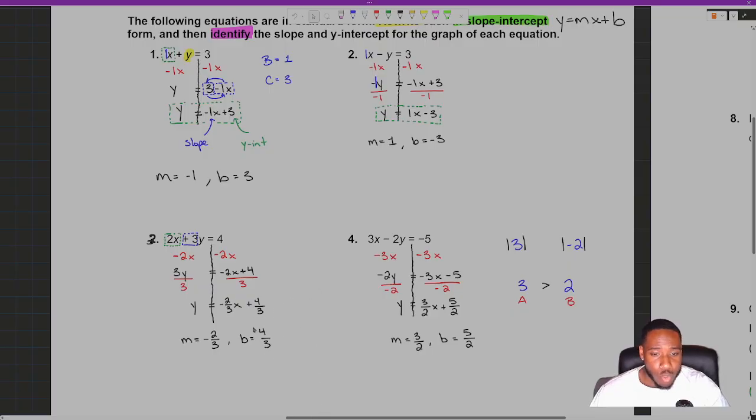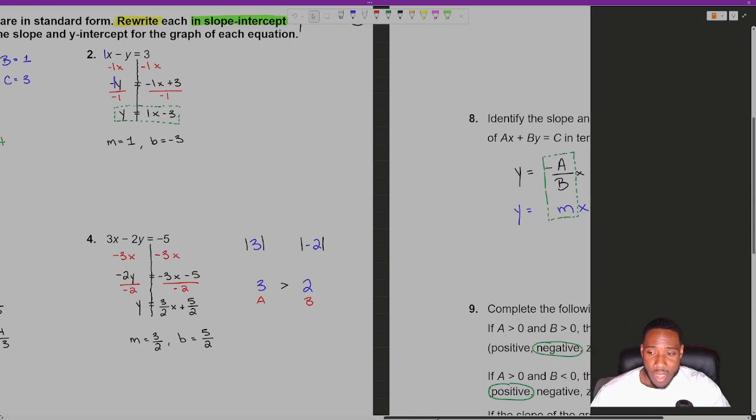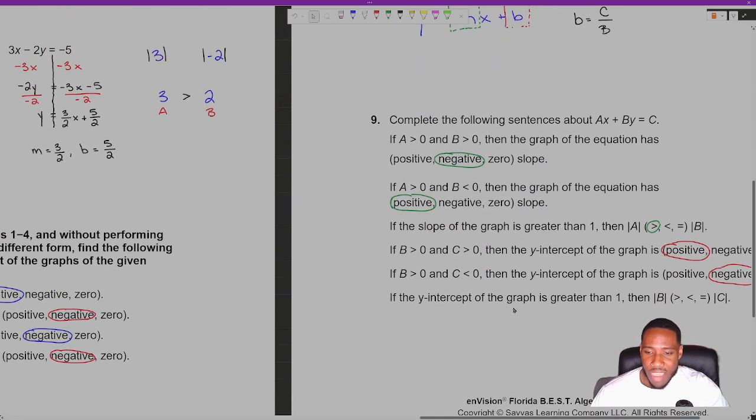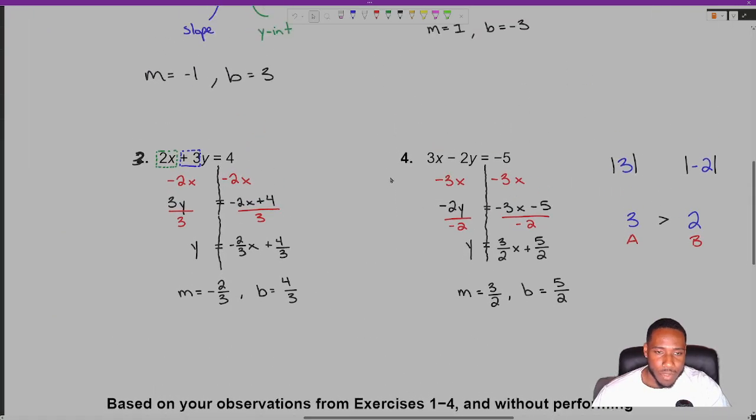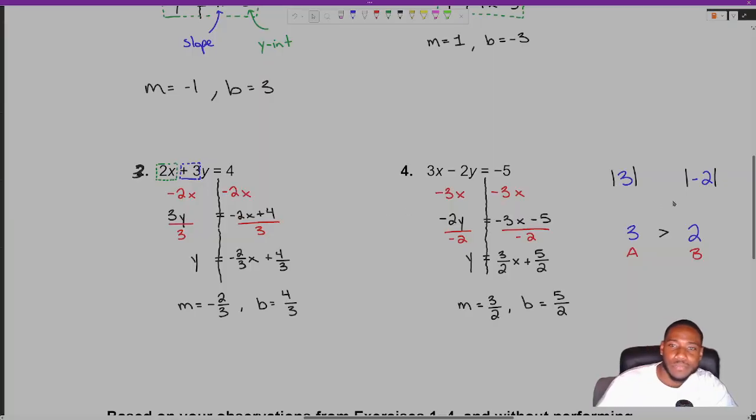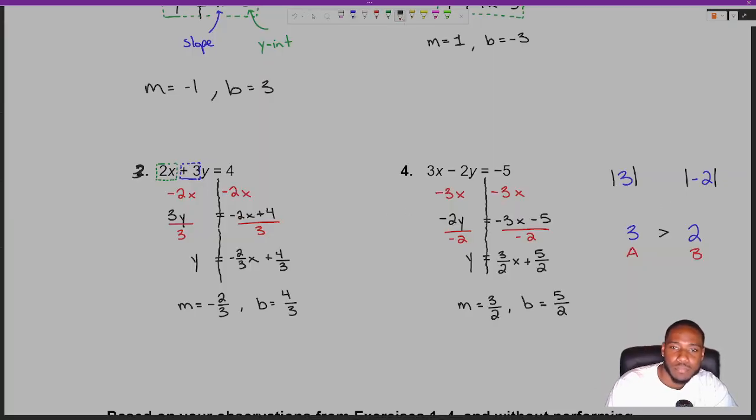All right. So the y-intercept we found to be 4/3. Based on the conversation we had about fractions earlier, you understand that with 4/3 the numerator is bigger, so that is bigger than 1, right? And so they're saying, if the y-intercept is greater than 1, what's the relationship between the absolute value of b and c? So for this one, our b value equals 3, and our c value equals 4.